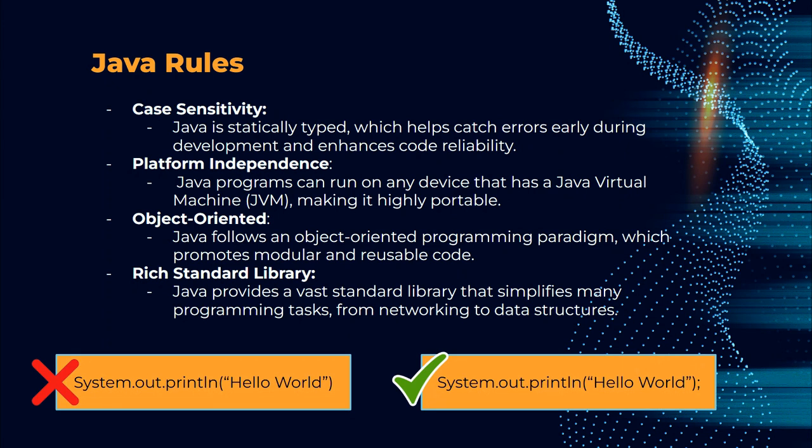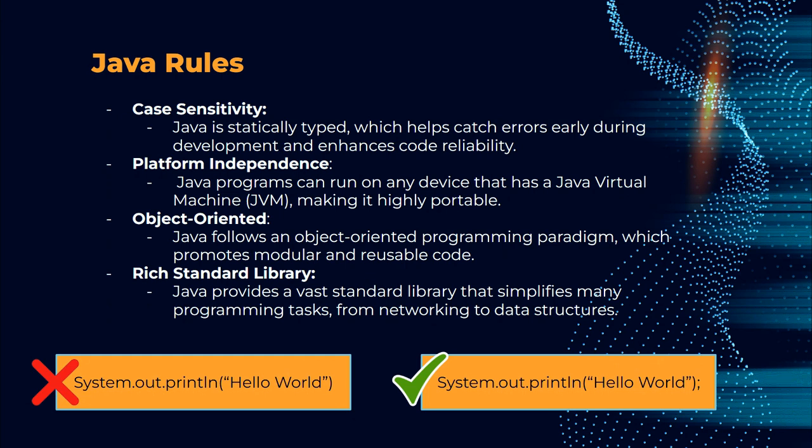Java is also known for its object-oriented programming paradigm. This approach structures the program around objects rather than procedures, promoting modular and reusable code. It allows developers to create complex applications with increased stability and flexibility. The object-oriented nature of Java encourages encapsulation, inheritance, and polymorphism, which we're going to talk about later in the course. These principles lead to cleaner and more efficient code.